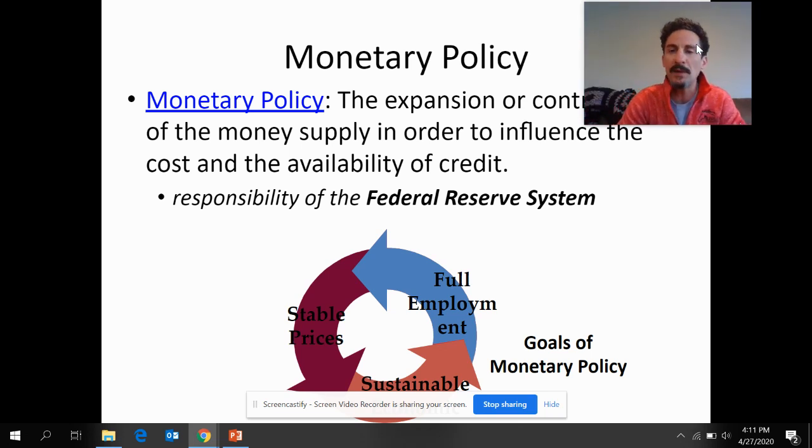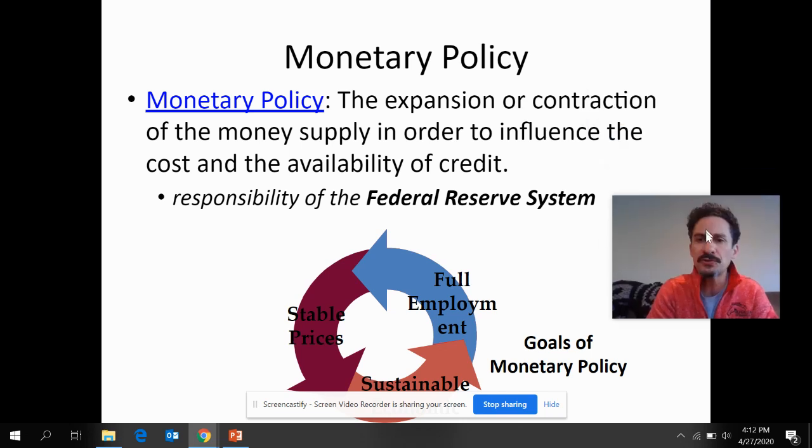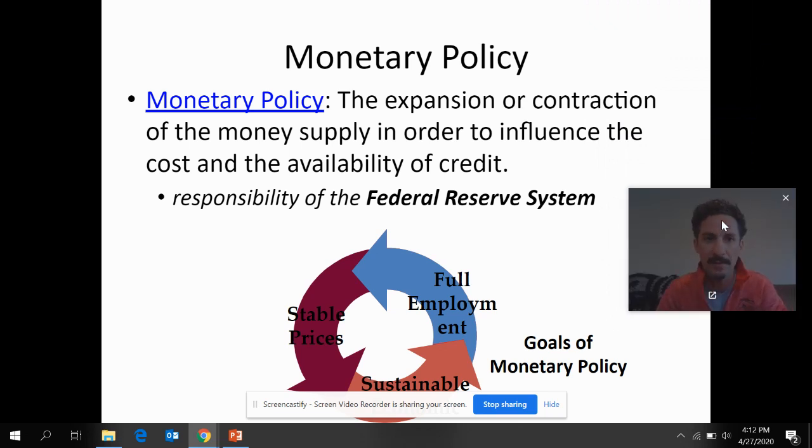The goals of monetary policy are to have stable prices, full employment of individuals in the United States, and sustainable growth over time. These are the goals. So they're constantly looking at the same things that fiscal policy looks at. The only difference is that monetary policy is controlled by a different body within the government.